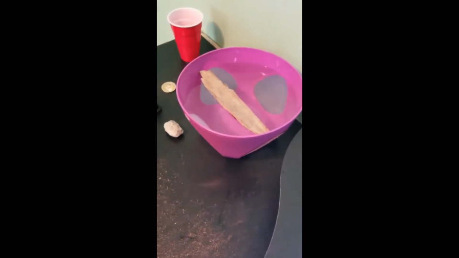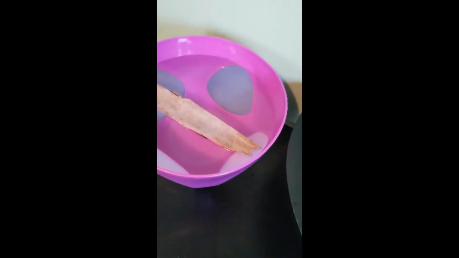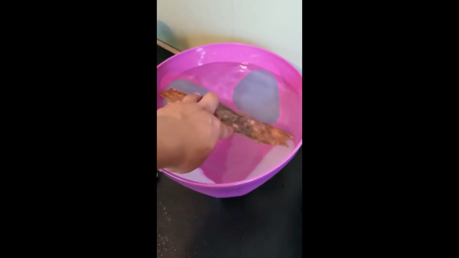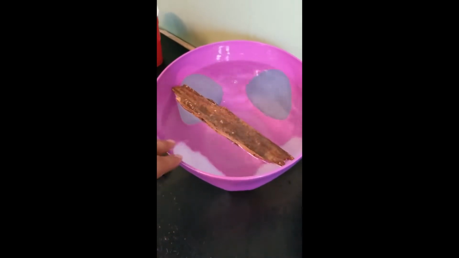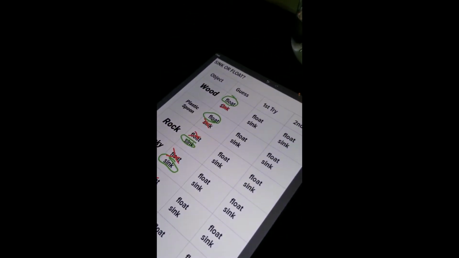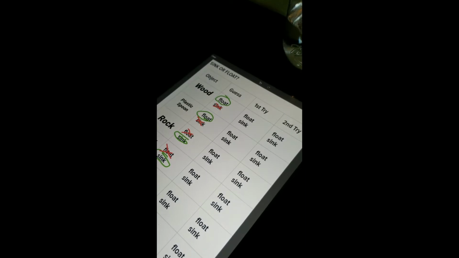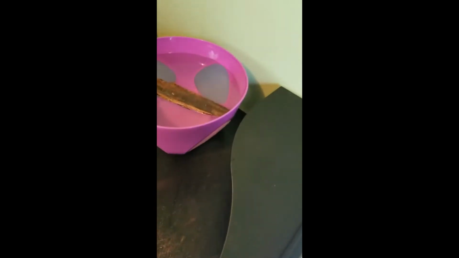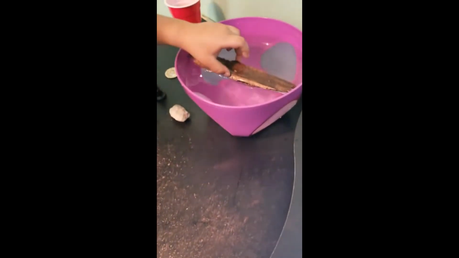Just let it go. Ooh. So as you can see, the wood is floating. But let's see. If we push it down a little bit, it does go down. But guess what? It comes back up. So that means that the wood floats. Jordan, go ahead and mark this down as your answer. What happened the first try? It floats. Okay, so we're going to try it again. Take that one out, put it to the side, and then let's do the next one.